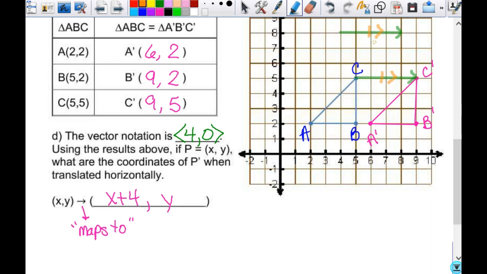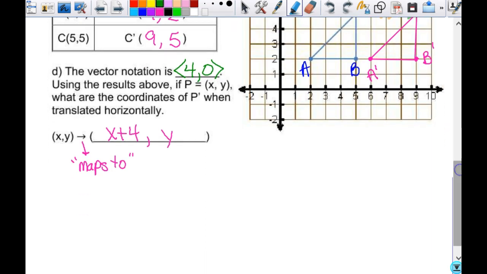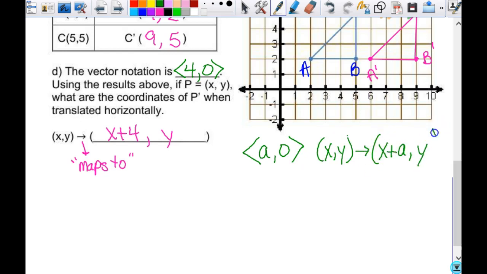And if I connected A to A prime and B to B prime, the same thing would happen. They would just overlap down there and look weird, so we're not going to worry about that. But in general then, because this right here is specifically for this graph, my vector, all that changed was the x value, so that would be some value a, and then 0 for the y value. Your mapping in general looks like this, x plus a, comma y.